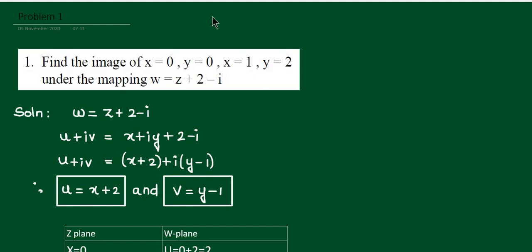Hi all, in this video let us discuss some problems on transformation. Find the image of x equal to 0, y equal to 0, x equal to 1, y equal to 2 under the mapping w equal to z plus 2 minus i.